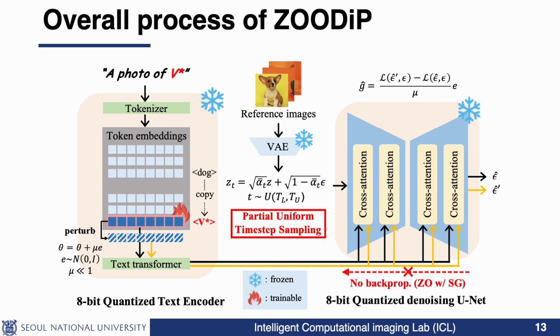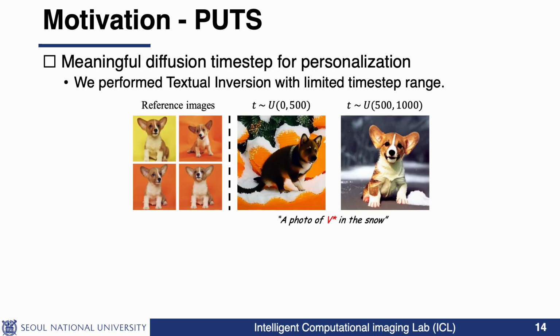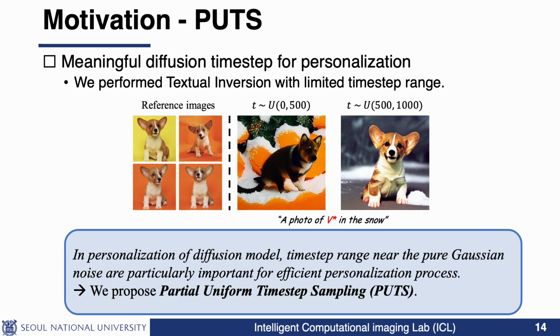Next, I'd like to introduce our second key technique, Partial Uniform Timestep Sampling or PUTS. In conventional personalization training, diffusion time steps are sampled uniformly across the entire range. However, our experiments revealed that only a subset of time steps, particularly those closer to the noisy end, are actually meaningful for personalization. Based on this observation, we propose partial uniform timestep sampling, which samples timesteps uniformly from a restricted range, focusing on the most effective regions for training.